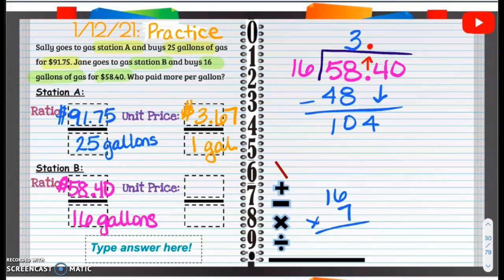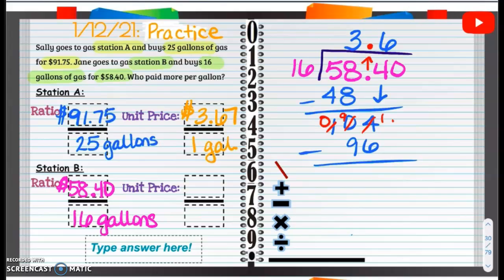7 times 6 is 42. 7 times 1 is 7, 8, 9, 10, 11. 112. So that's too much. So it's going to have to be 6 times. And remember that 6 times 6 is 36, 7, 8, 9. So it's going to be 96 here. And we are going to subtract. Now we have 4 minus 6, we can't do. So that 1 becomes a 0 to make that a 9, to make this a 14.